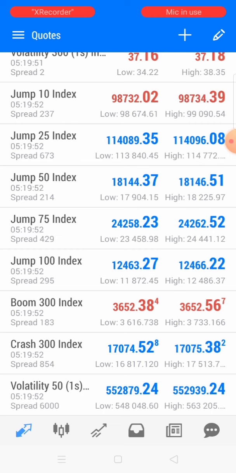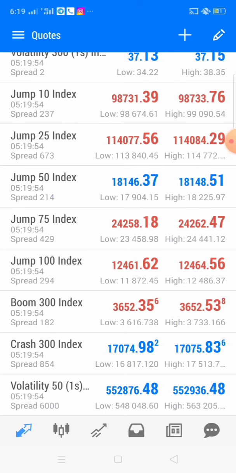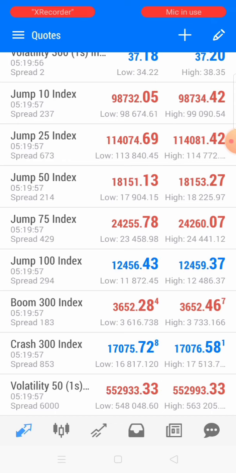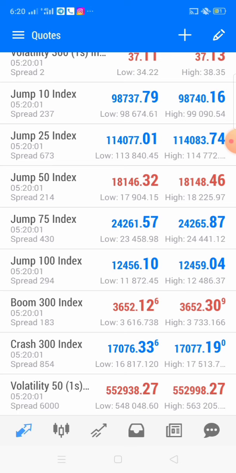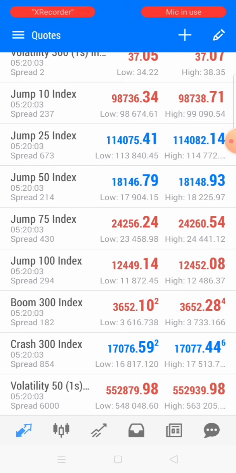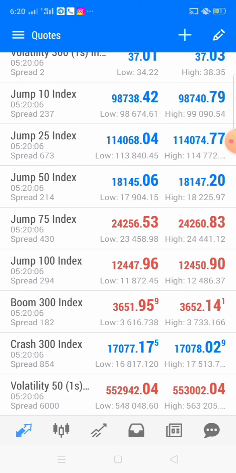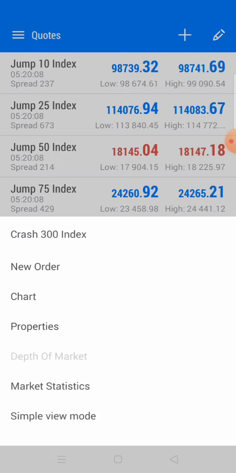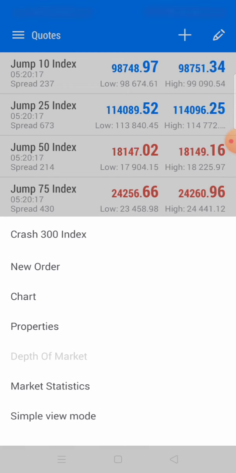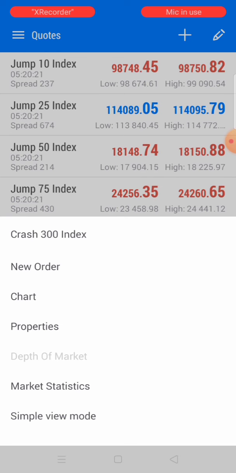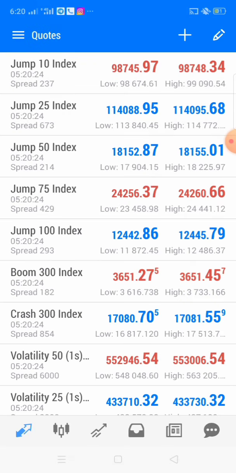Of course, you have to be careful of the Crash 300. Use a very small lot size. Of course, it's very important you know the lot size you use for different pairs. I can't even try using a big lot size for a pair like Crash 300. A spike can blow even a $100 account. So when you're scalping, be very careful to use a small lot size and be sure of where the market is going. Okay, be sure where the market is going.